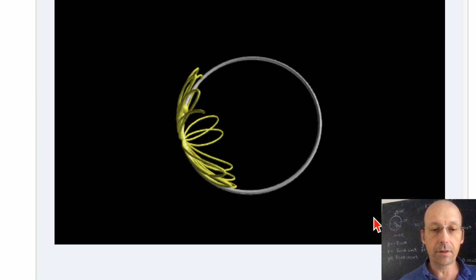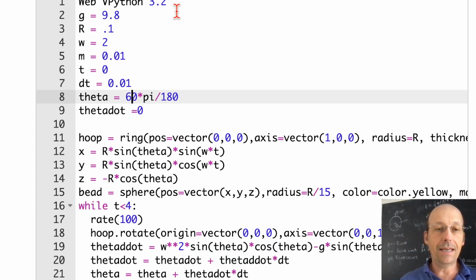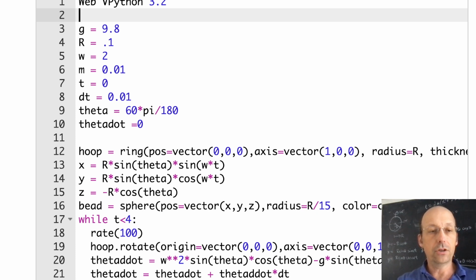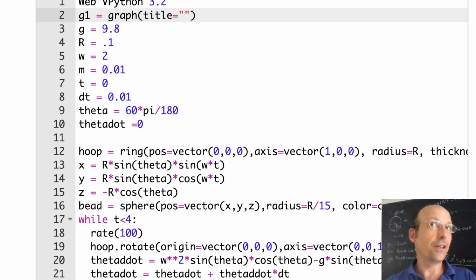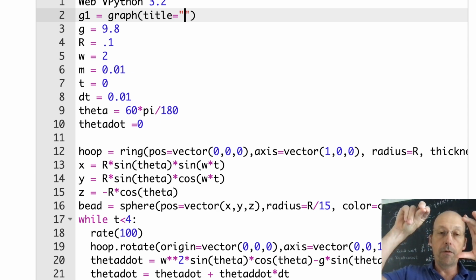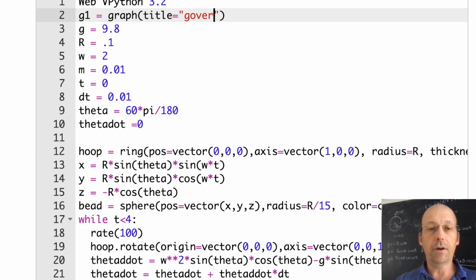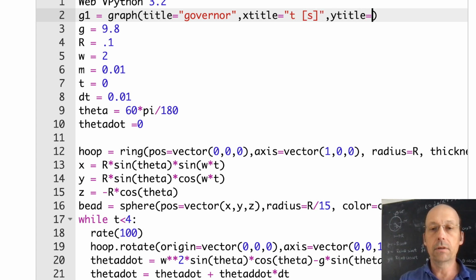And maybe you don't want to put the trail on there, but let's just do one more thing. Let's plot theta as a function of time just to see what it looks like, and then I'll give you some homework questions. G1 equals graph. Title equals, this is actually a governor, right? That was the whole point of these rotating things. As you rotate it faster and faster, the bead will move up higher and higher, and you can use that to turn things on and off. So I'm going to put governor, even though it might be spelled wrong. X title is time in seconds. Y title is theta.